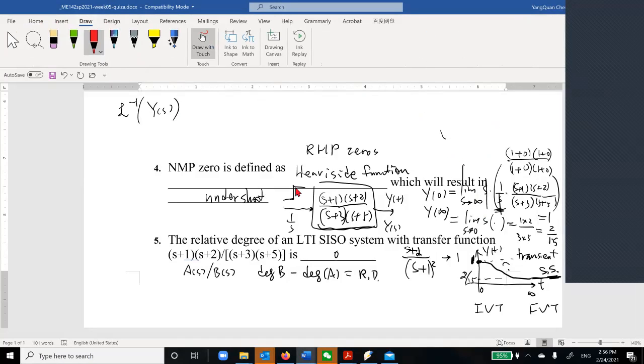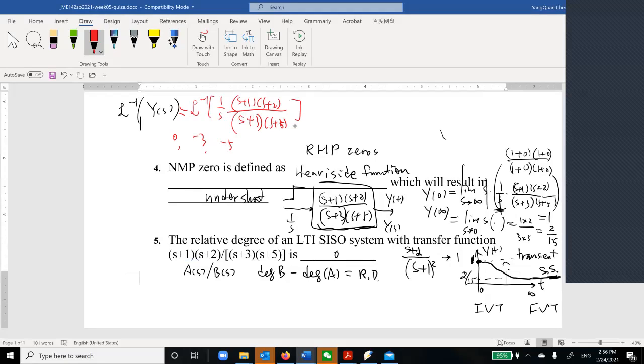So I want to get the Laplace inverse of 1 over s(s+1)(s+2)... I mean s(s+3)(s+5). So you have 3 poles: 0, -3, and -5, right?